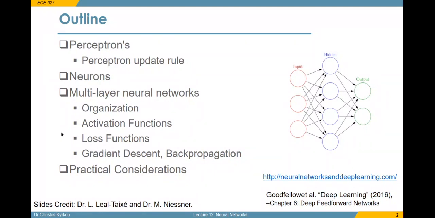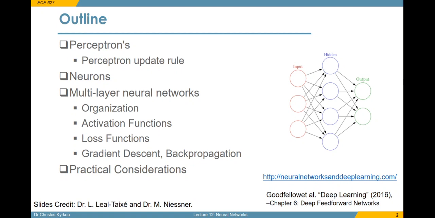We'll talk about the loss functions that are used to measure their performance. And we will see how we can use gradient descent and backpropagation to train neural networks. Also, in this lecture, I would like to talk a bit about some practical considerations in training neural networks, which I think you can find useful when you deploy them in a project.